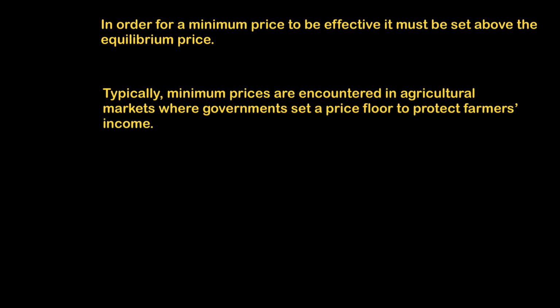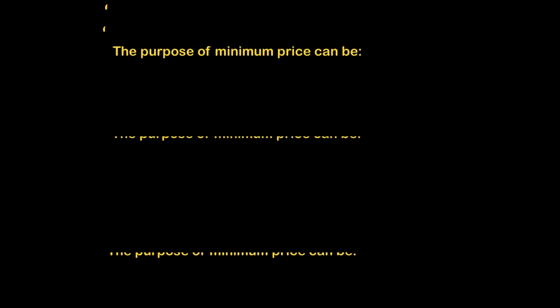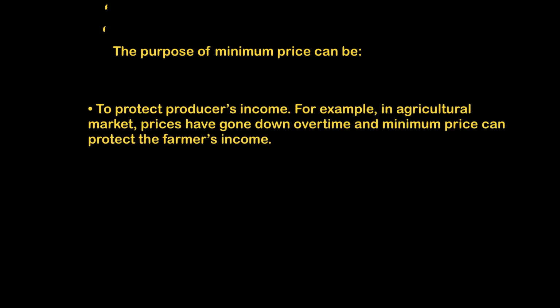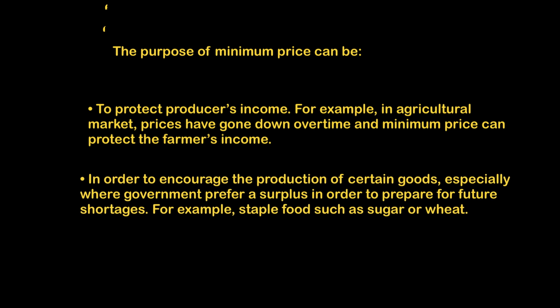Let's look at three purposes of minimum price. The first purpose of minimum price, of course, is that we want to protect producers' income. These are the producers, for example, in the agricultural market, where prices have gone down over time, and we know that minimum price can protect farmers' income, because that way strong prices can make their income go up. The second could be to encourage the production of certain goods which the government feels are really important.